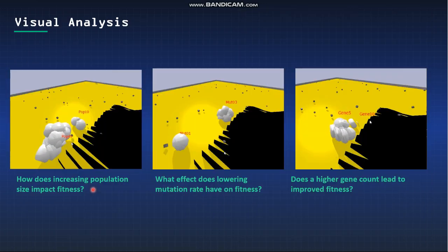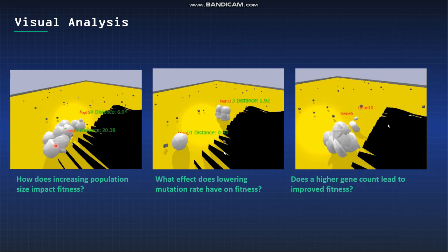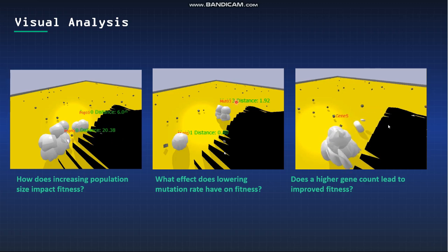This slide presents a visual analysis of our experiments in a simulated environment. Each video corresponds to one of the key questions we are investigating. In the first video, we compare population size. Population 40 is larger and moves more actively than population 10, which explains its higher fitness. For mutation rate, the creature with a mutation rate of 0.1 barely moves compared to those with a rate of 0.3, showing how mutation impacts the evolution. Finally, looking at gene count, creatures with 10 genes appear smaller and less active than those with 5 genes, likely due to the increased complexity, making evolution harder.